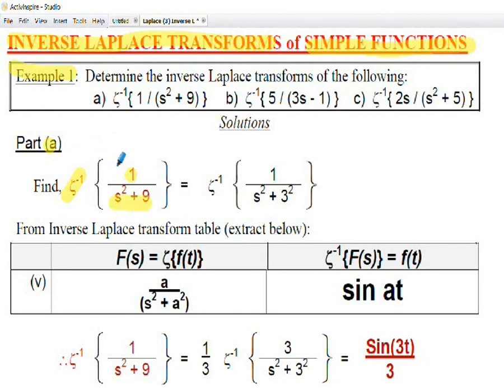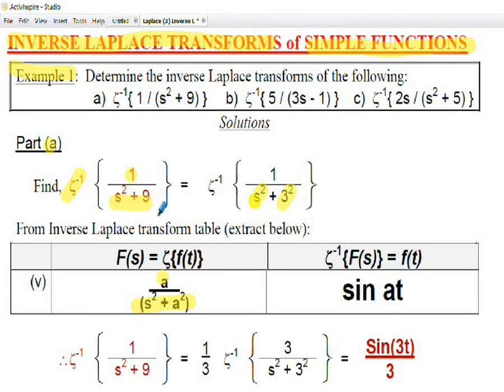Now straight away from my knowledge of the tables on the previous pages, I know that there's a function in the denominator that has an s squared and an a squared in it. So I could actually write the 9 as 3 squared. Because I know that the denominator of s squared plus a squared is in the table, and here it is. I've actually extracted this from the previous table. So if I could get the function we were given in the form of a over s squared plus a squared, I could simply write the answer down as the sine at.